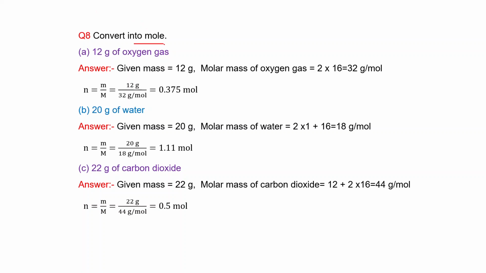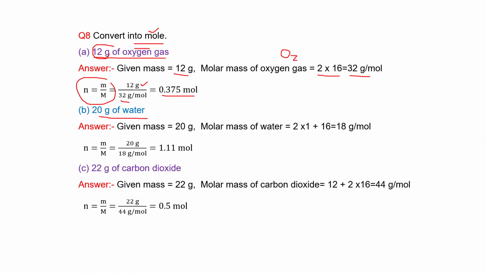Convert into mole. 12 gram of oxygen. Again, mass is given and you have to find out the mole. Our formula is this: n is equal to m divided by M. Given mass, in this case 12 gram is given, and species is oxygen gas. That's why molar mass of oxygen gas means O2, not O. O2, so 2 into 16, 32 gram per mole. Put the value, 12 gram divided by 32 gram per mole. If you solve it, 0.375 mole.